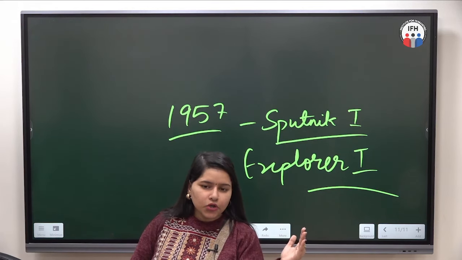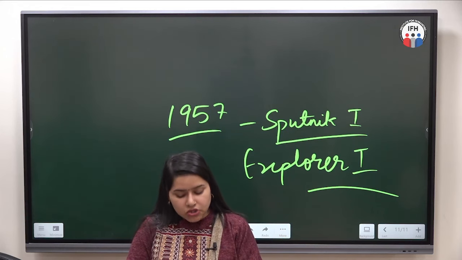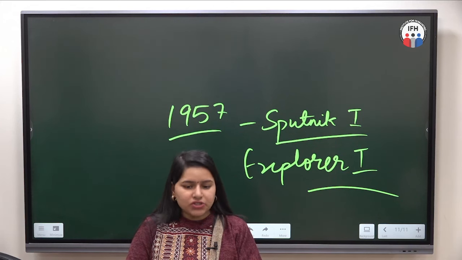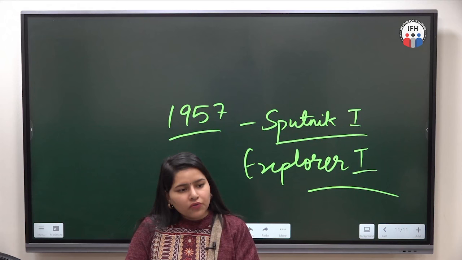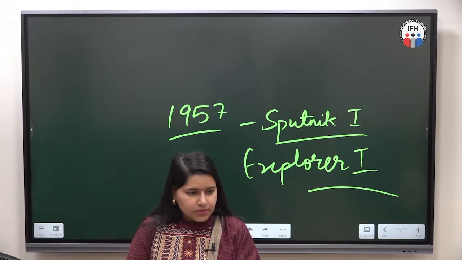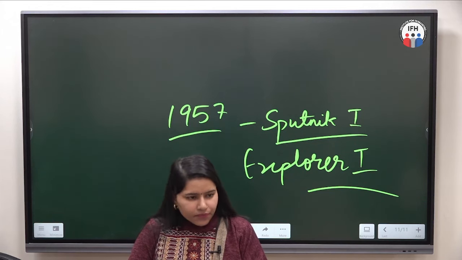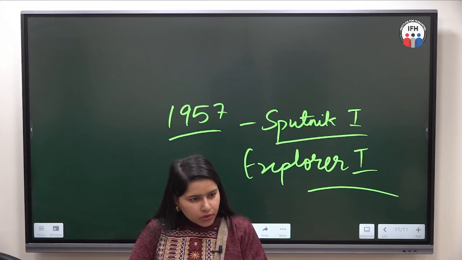USSR and the US. Second is that this crisis was such that both superpowers realized that the threat is beyond imagination. So they thought of establishing some kind of nuclear treaties, non-proliferation treaties, or test ban treaties. This much you have understood?